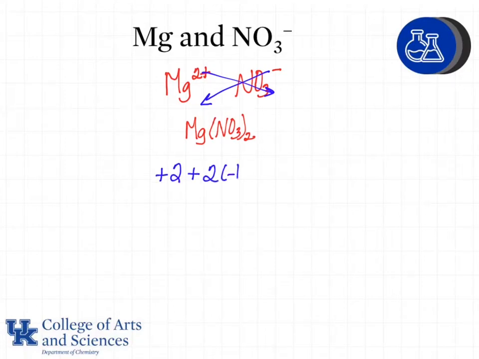We look at our charges and we see +2. +2 times -1 is going to be equal to 0.